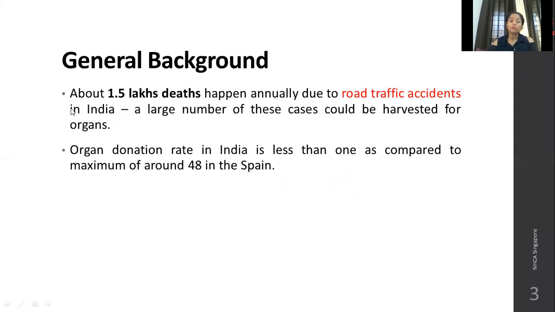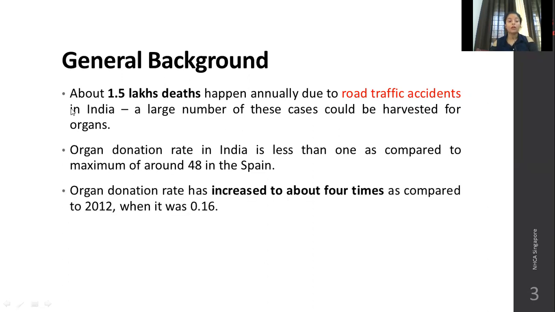General background: about 1.5 lakh deaths happen annually due to road traffic accidents in India. A large number of these cases could be harvested for organs. The organ donation rate in India is less than 1, as compared to the maximum of around 48 in Spain. A large number of organ donations take place in Spain, where the rate is 48, whereas in India it is less than 1. The donation rate has increased to about 4 times as compared to 2012, when it was 0.16.